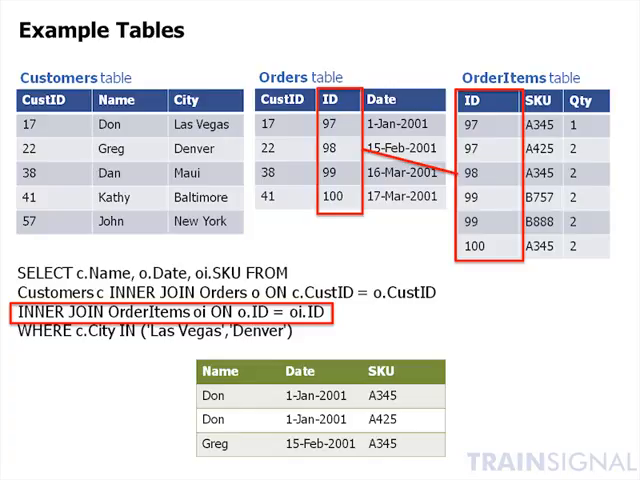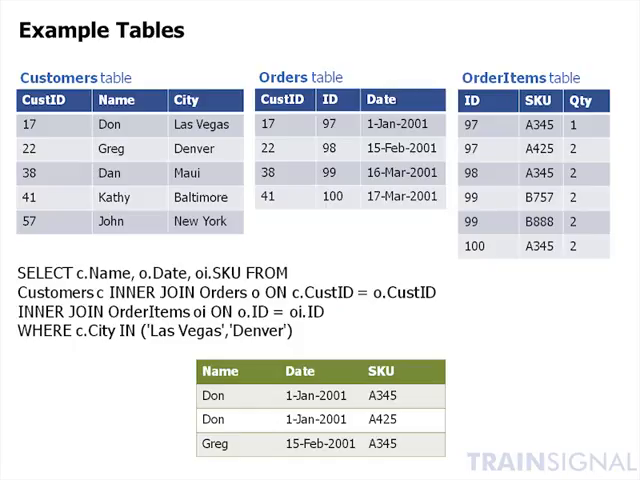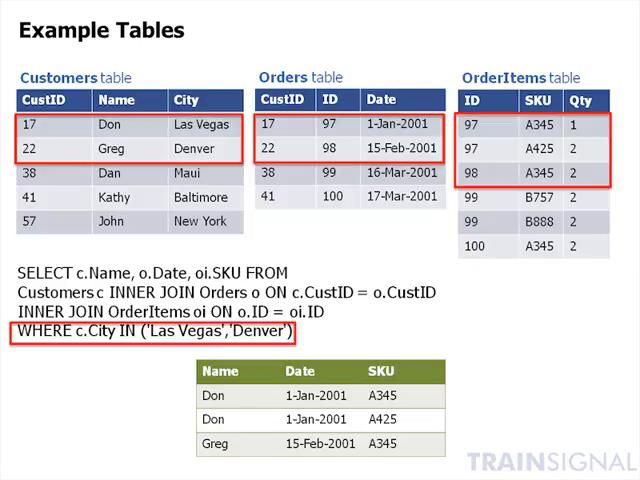That's how I'm referencing back so I know which order items go with each order. I'm then adding a where clause. I only want those rows where the city column of the customers table is either Las Vegas or Denver. And the result is shown in green at the bottom of the screen. I've only gotten those rows from the customers table where the city says Las Vegas or Denver.